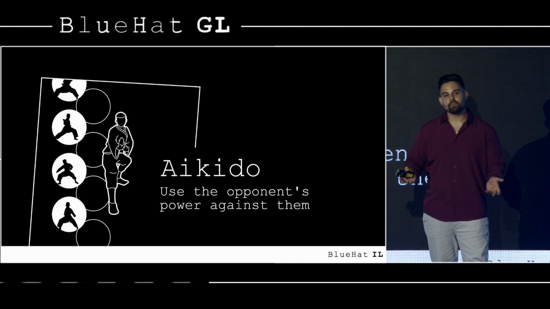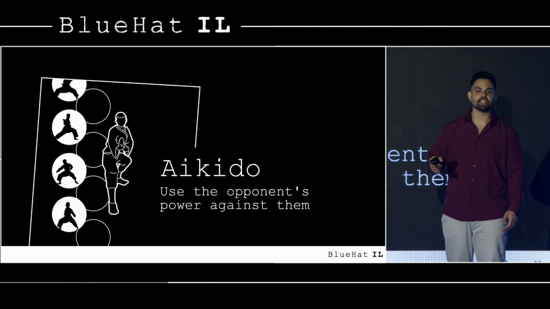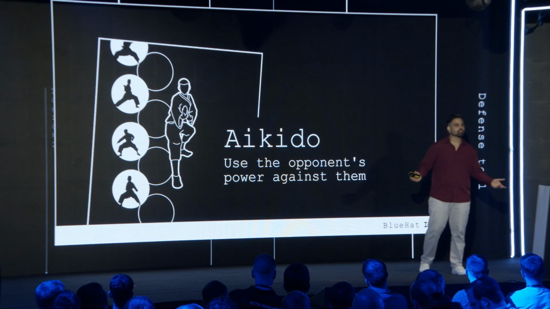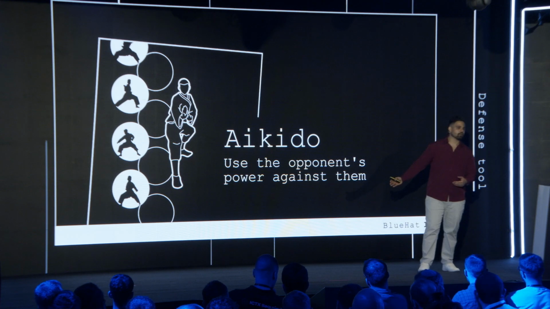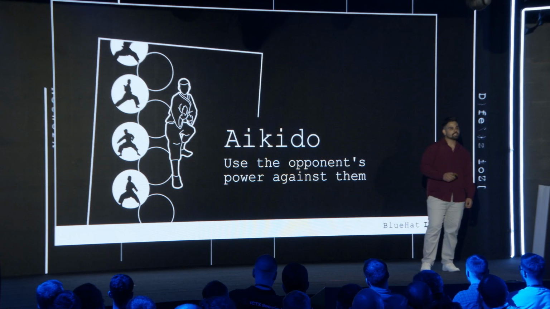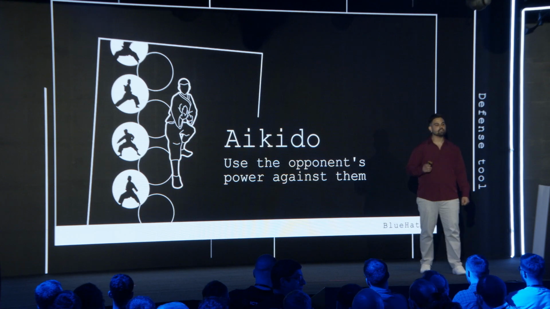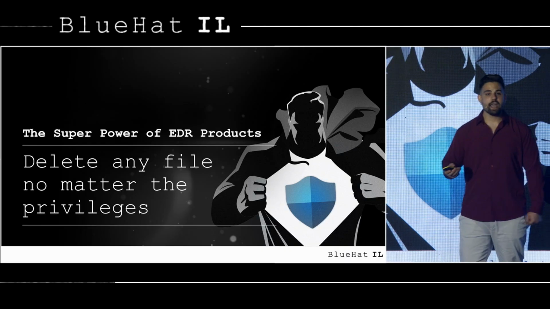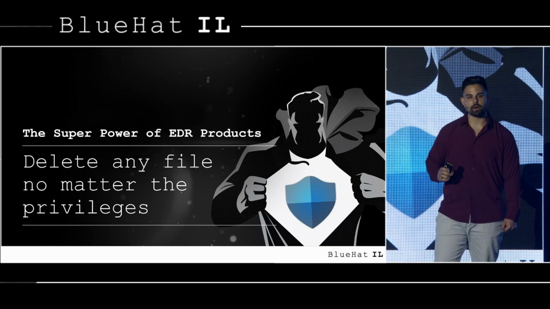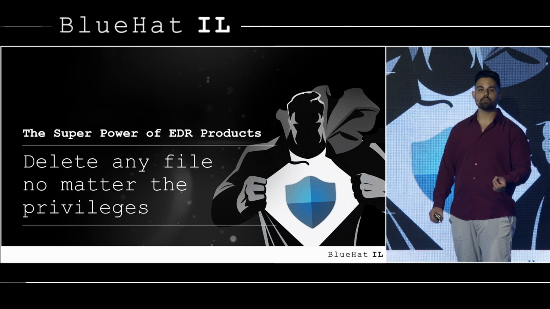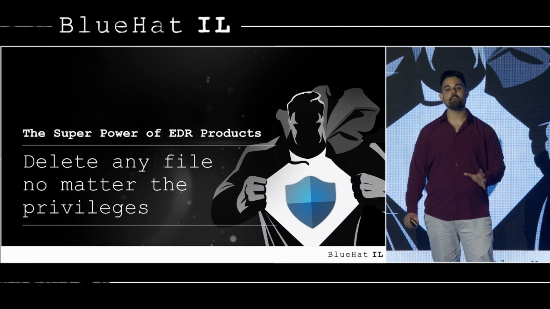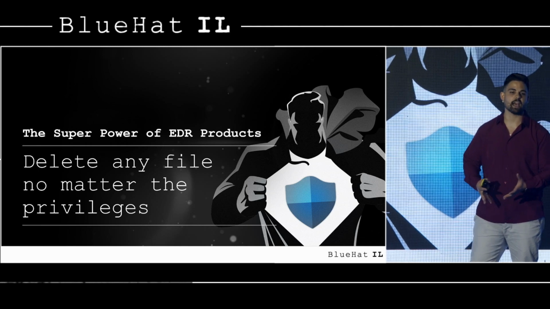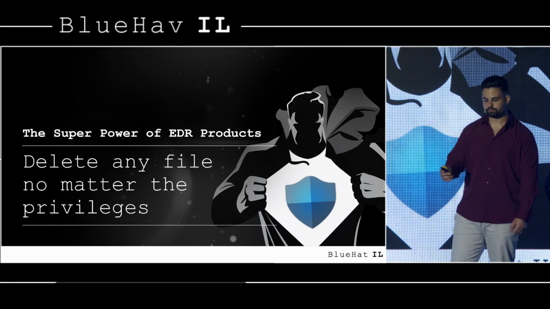Aikido is a martial art that specializes in using the power of opponents against them. But how is a martial art related to wiper research? Basically, the number one opponent of wipers is EDRs. Why? Because they have a very special superpower. They have the superpower to delete almost any file on the system, no matter the required privileges, as they run with the highest possible privileges because they have to do a lot of things on the computer, of course.